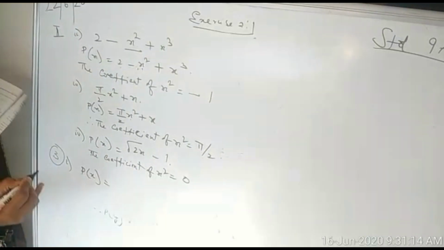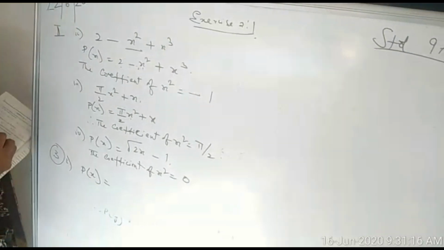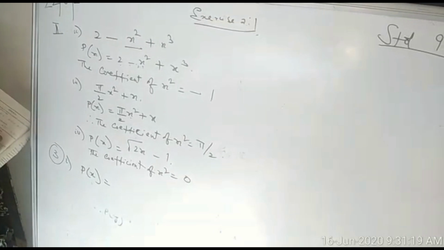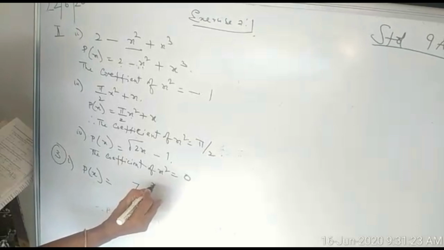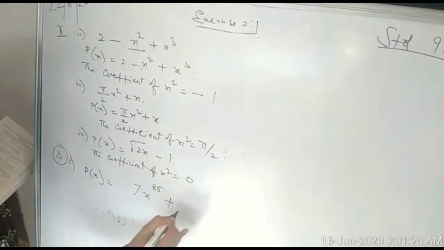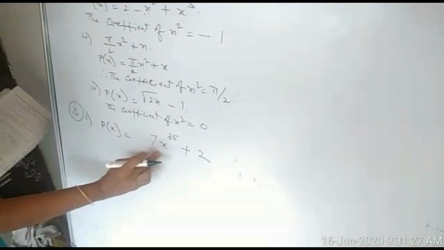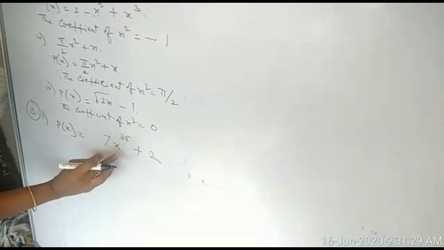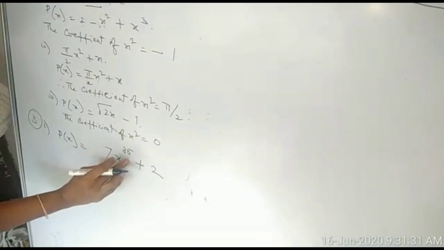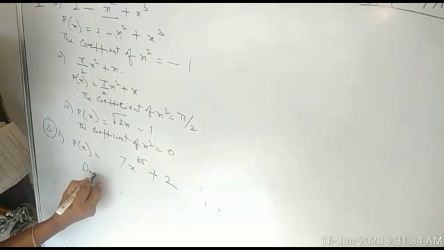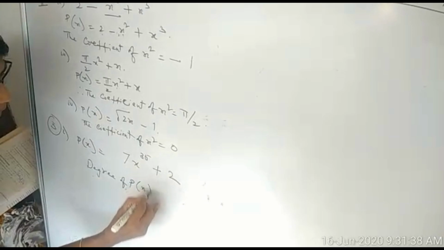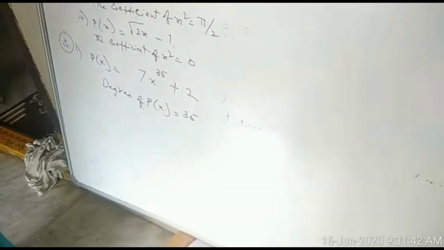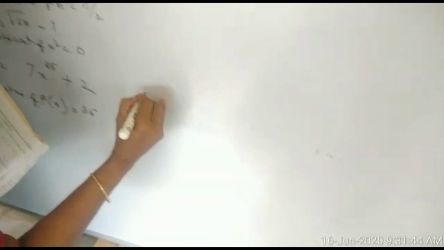Binomial means how many terms? 2 terms. And the highest power, a binomial of degree 35: 7x to the power of 35 plus 2. There are only 2 terms and the degree of this polynomial is 35 because the highest power of x is equal to 35.